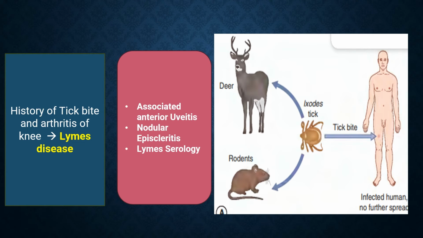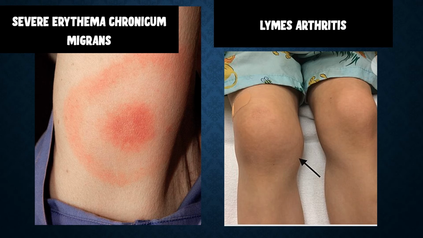Right? So in those patients, the investigations that you carry out are basically the serum IgM and IgG, which are ELISA based tests for Lyme disease or borreliosis. Now, apart from that, here again you can see anterior uveitis associated, and the patients usually have nodular episcleritis as well.